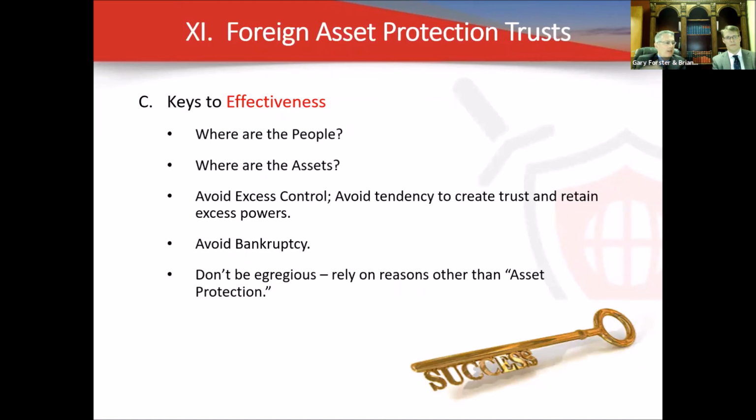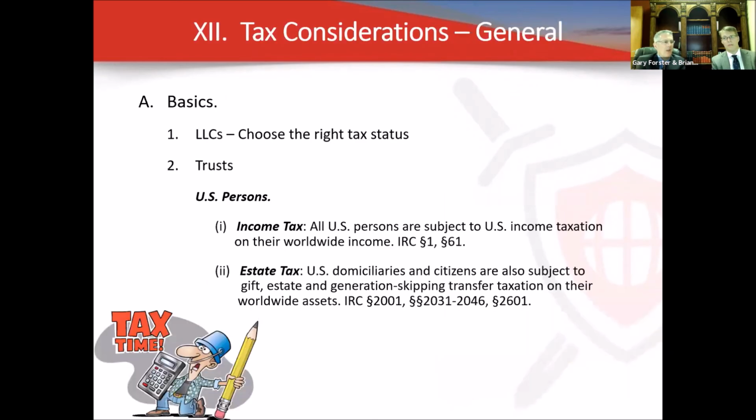What are the keys to the effectiveness? Honestly, the keys to the effectiveness are to start early, before there are any problems, and then pick a jurisdiction based on your particular circumstances. And then Brian is going to spend a few minutes on some of the basics in terms of the LLCs, their flexibility, and then the trusts, and how we integrate some of these tax issues into the plan.